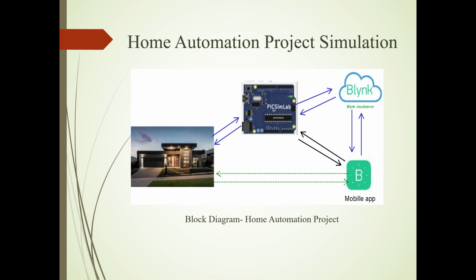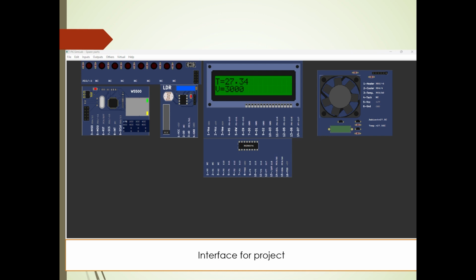So now this is the home automation project simulation block diagram. Here Arduino is used as the microcontroller for our system, and the Blynk cloud is used for sending the LDR sensor data. All the commands are stored in this, and the mobile app is used for controlling some devices like the motor and the water level, and it will also display notifications to the user of the system. And the main thing is the home. So this will be the interface of our project.